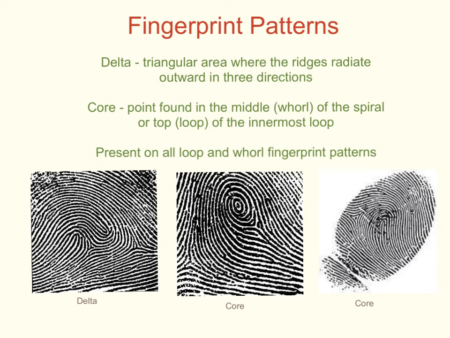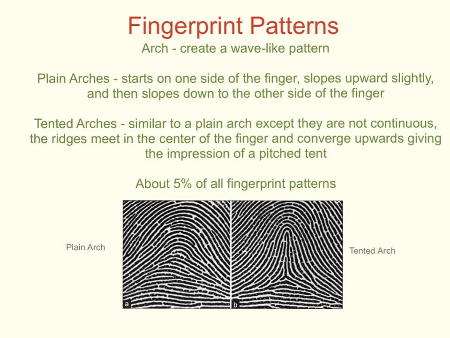Deltas are the triangular area where the ridges radiate outwards in three directions. You can see in this image where it looks like a triangle forms, and this is where the delta is. The core is the point that's found in the middle of the whorl, on the spiral, or on the top of the innermost loop. These are present on all loop and whorl fingerprint patterns.